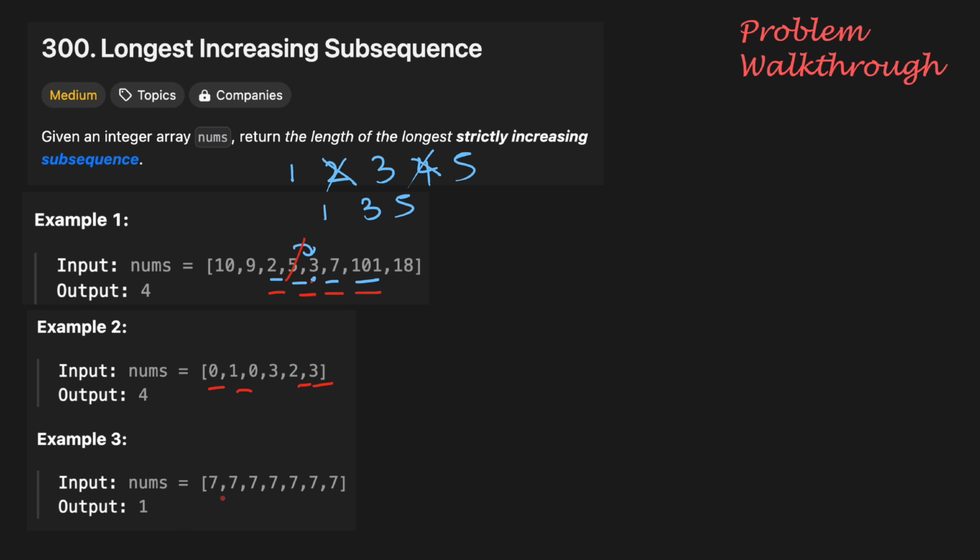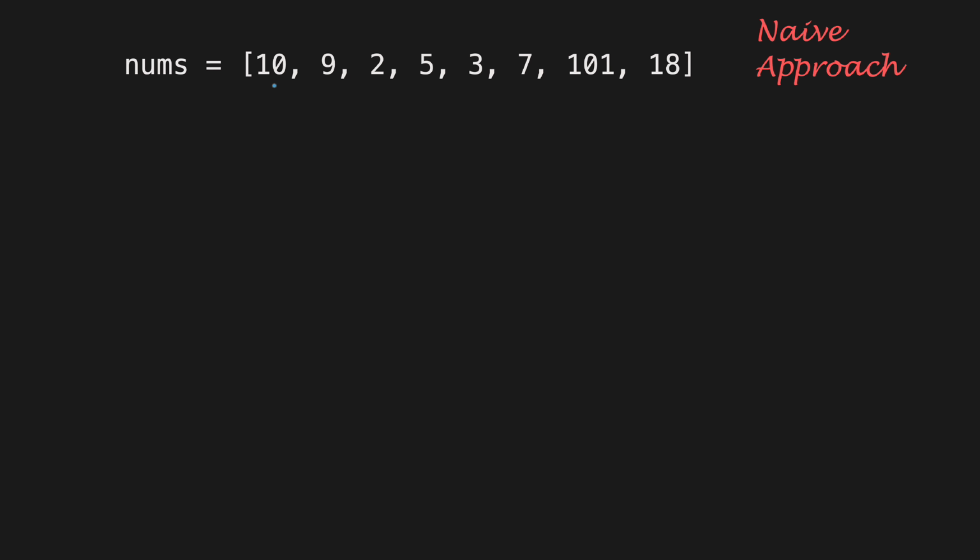And finally, in example 3, all the elements are equal, so the length of the longest subsequence will be 1 in this case. Now in terms of solution, one of the naive approaches can be to explore all possible subsequences of the given array and check if they are increasing. Among these increasing subsequences, we can return the length of the longest one.